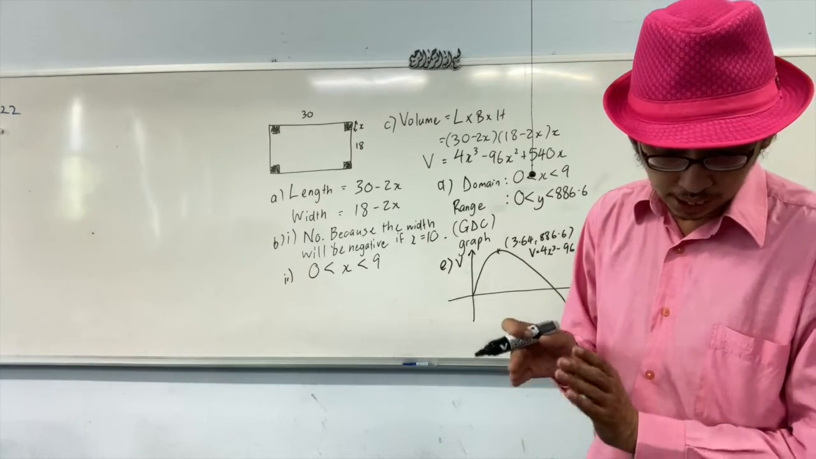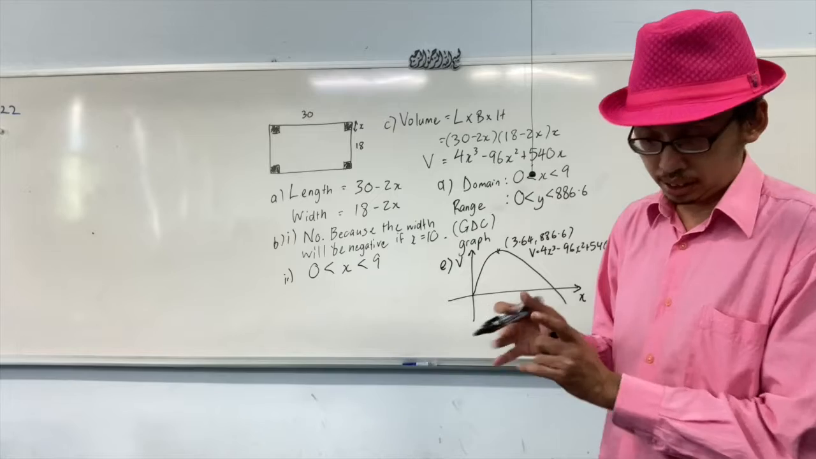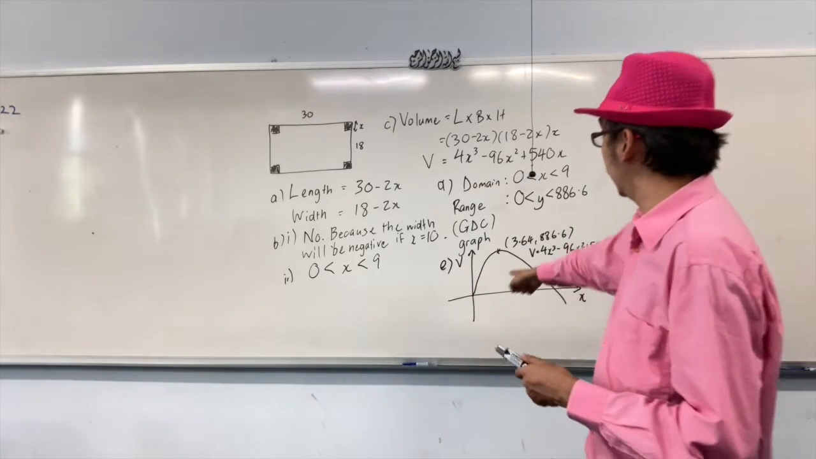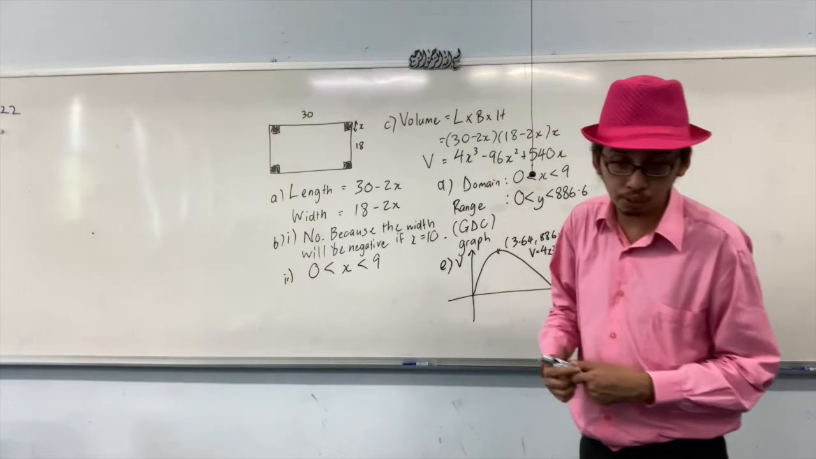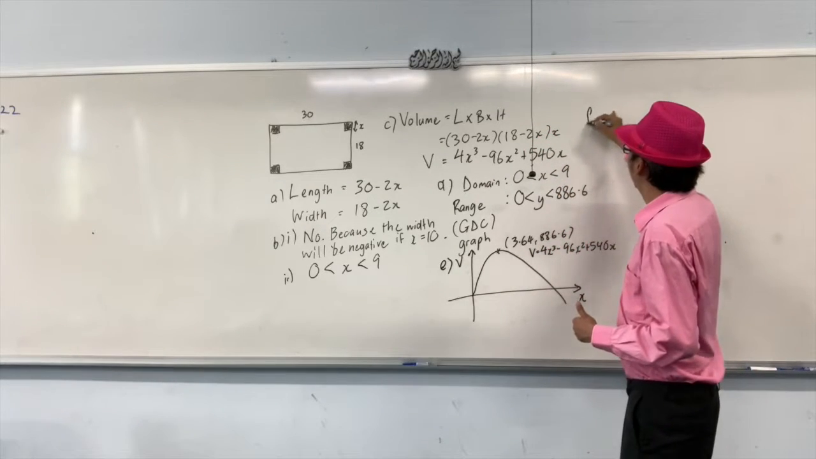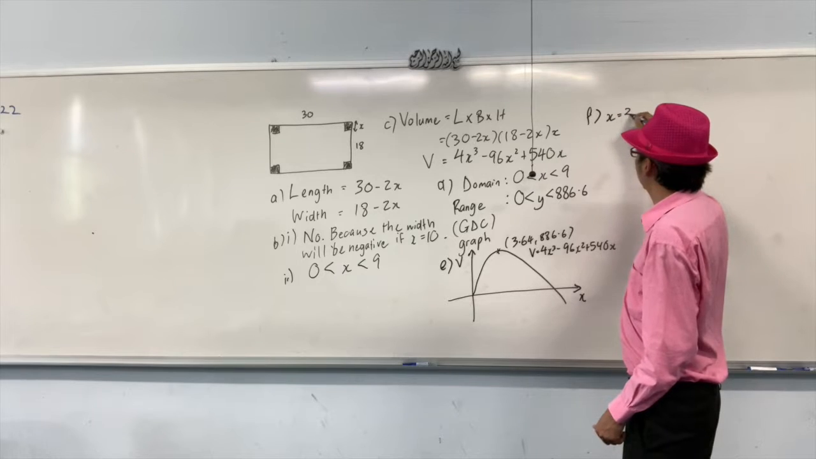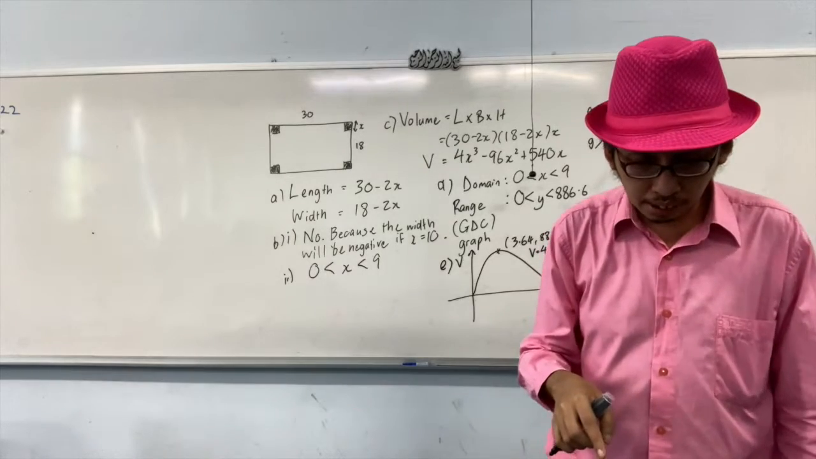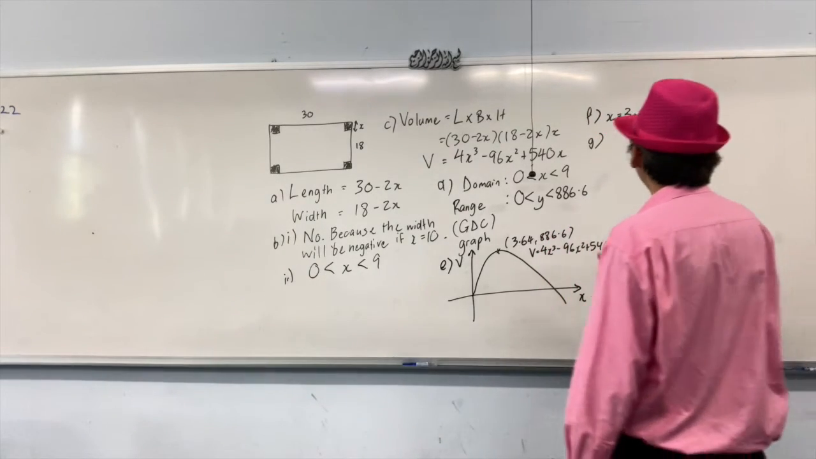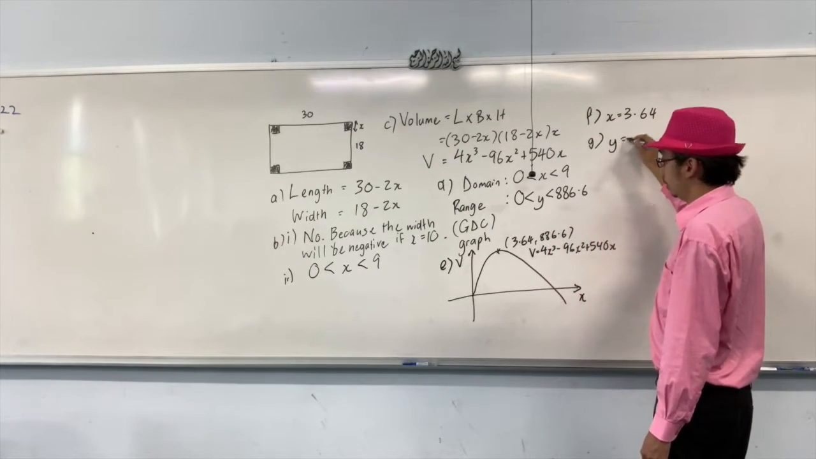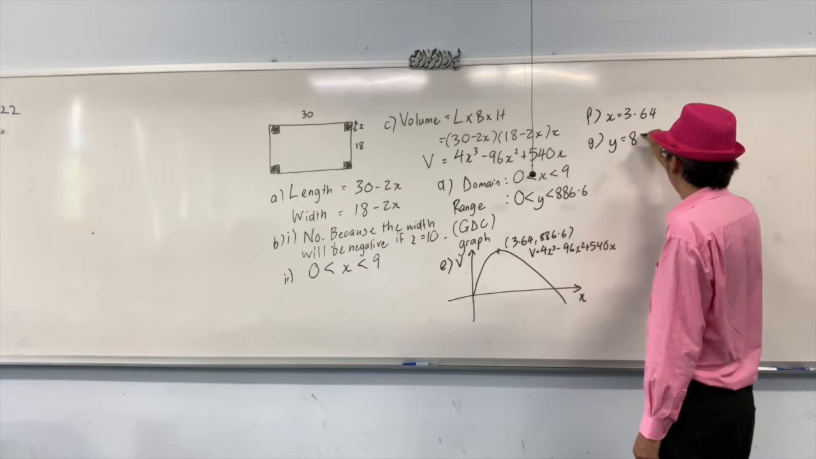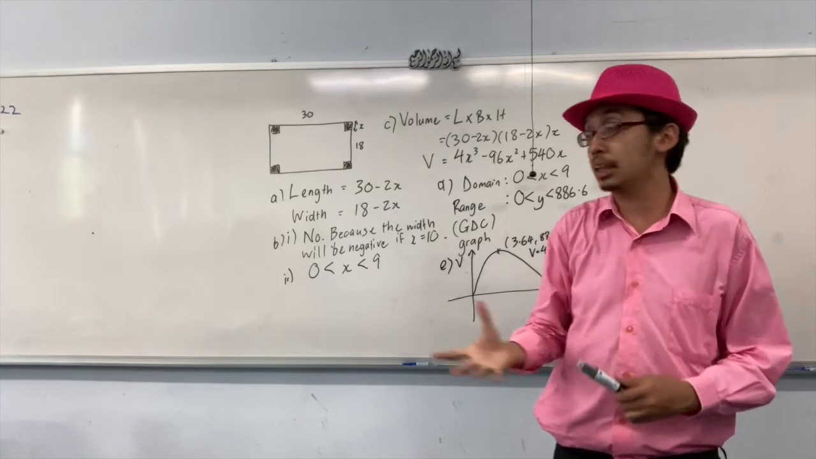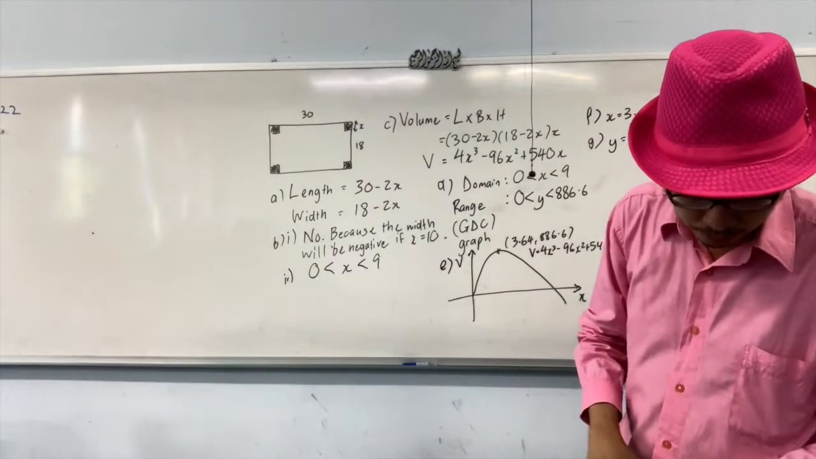The last two parts are straightforward, supposed to give you the marks actually. Find the value of x that maximizes the volume, so it's this one. For part F, you just write down x is 3.64. And for part G, calculate the maximum volume of the box. That's just y equal to this one, 886.6. So basically it's just 3 marks. If you know your concept, you can just get the free 5 marks over there.